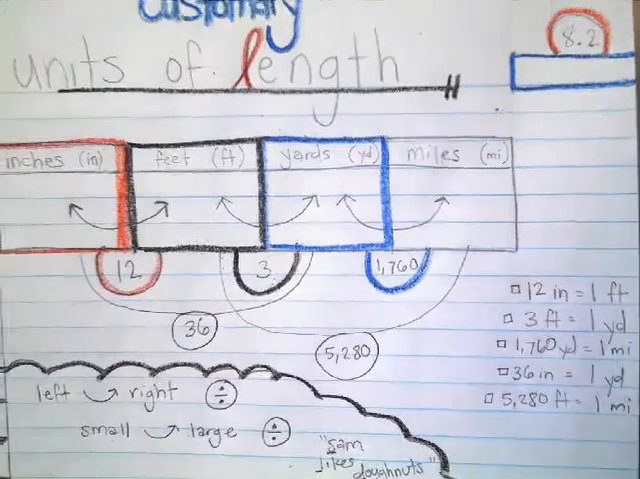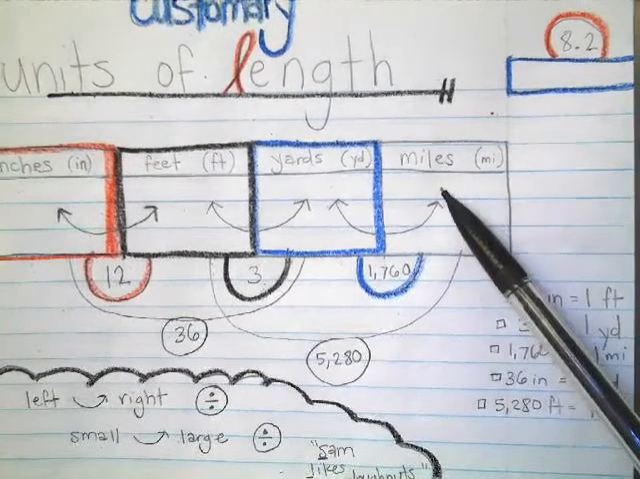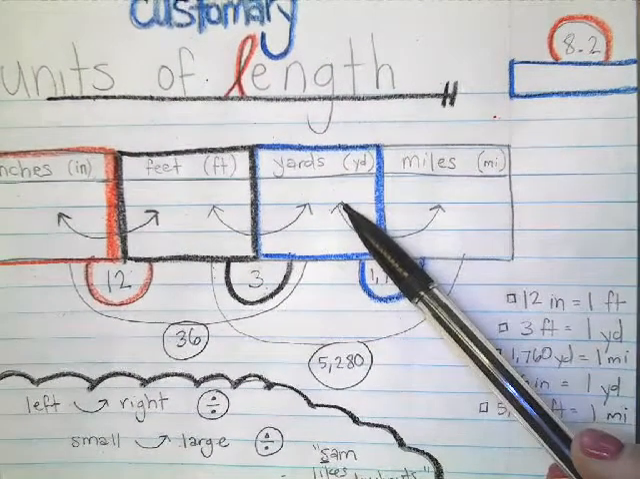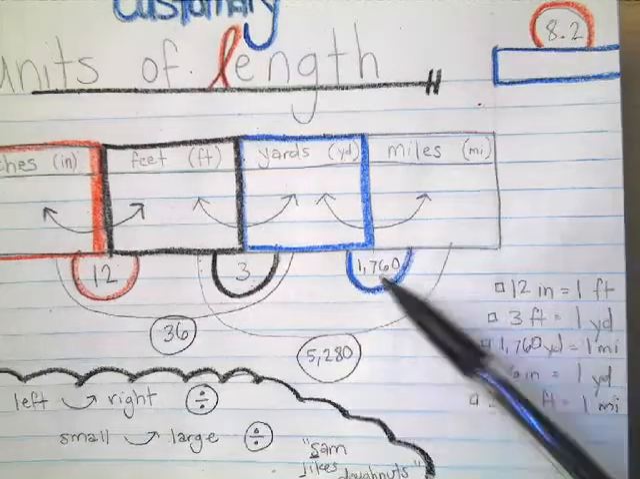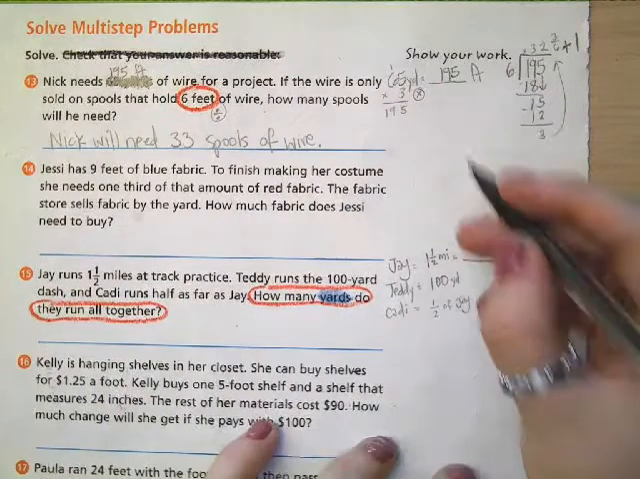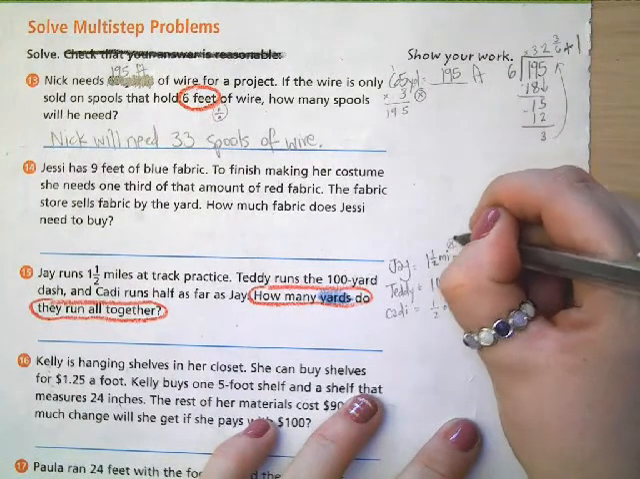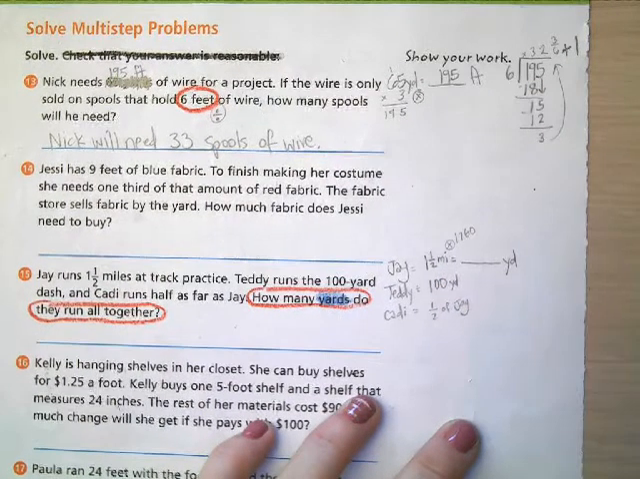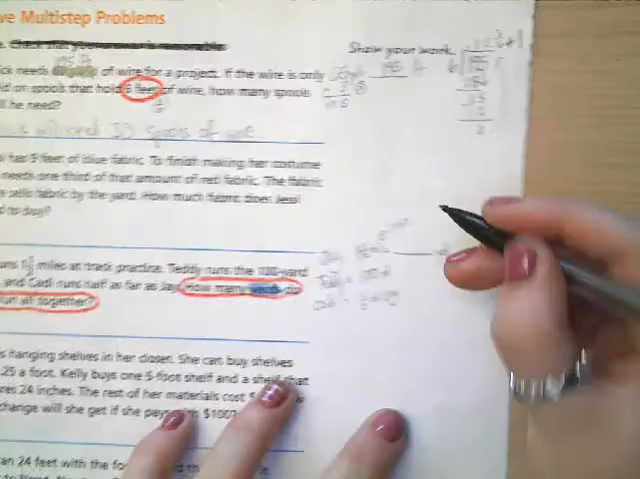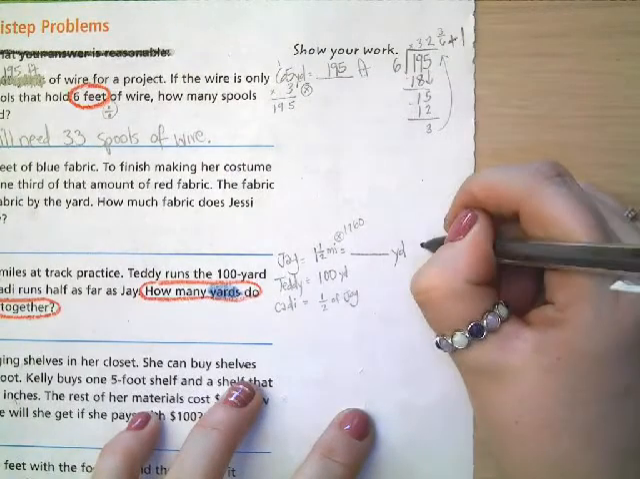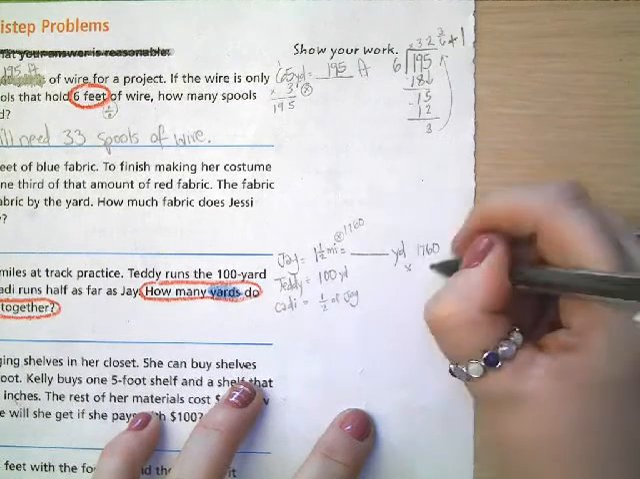Well, if I go from miles into yards using my journal, go ahead and look at your journal. Miles to yards, what is that connecting number? It's 1760. And I'm going from something that's larger into something that's smaller. So I'm going to need lots of these. So I'm going to be multiplying by 1760. So 1.5 times 1760.